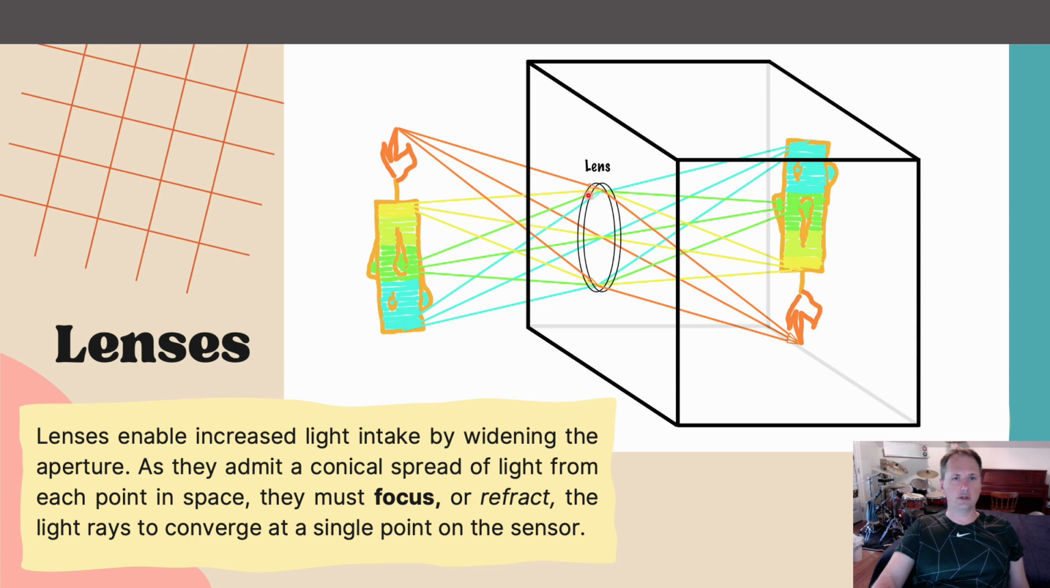So what we have to do is, this lens has a convex shape and it has a certain refractive power. And what that is going to do is, it doesn't have to do anything to this central ray, and it in fact does not do anything to it because that's already okay. But as you increasingly get to larger radii from that central pinhole, you are having to increasingly bend or refract these light rays so that they end up coming back to a point. And so lenses enable increased light intake by widening the aperture, and as they emit a conical spread of light from each point in space, they must focus or refract the light rays to converge at a single point on the sensor.